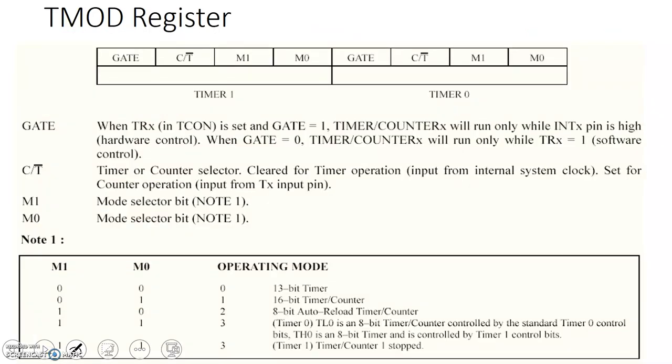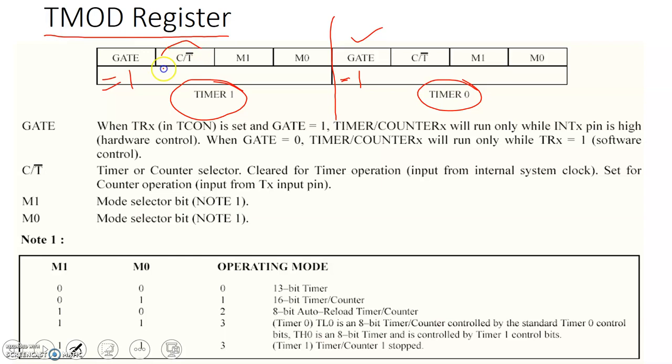Okay, so let's now talk about the TMOD register. So very easy. The lower half is for timer 0 and the upper 4 bits for timer 1. So gate basically enables the timer, so you need to set it to 1 to allow timer 0, and here equal to 1 for timer 1 to work. Okay, so if gate is 0, then timer or counter, they are not going to work. So the gate should be 1.